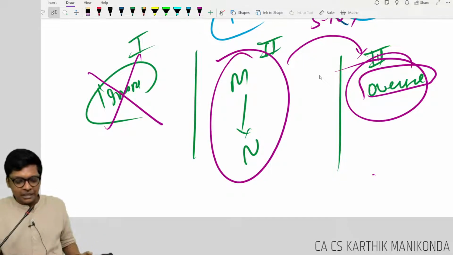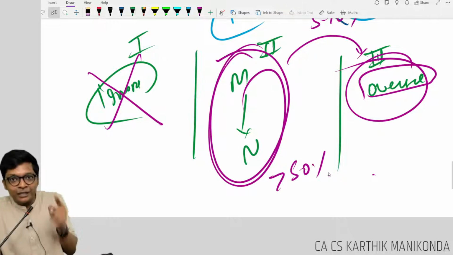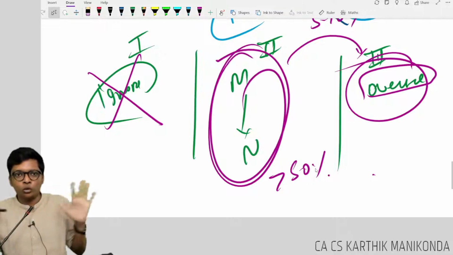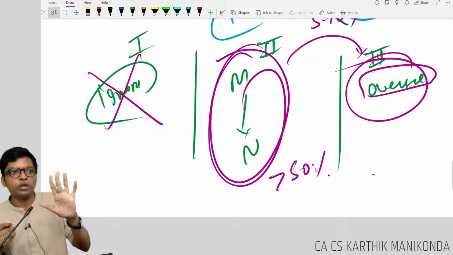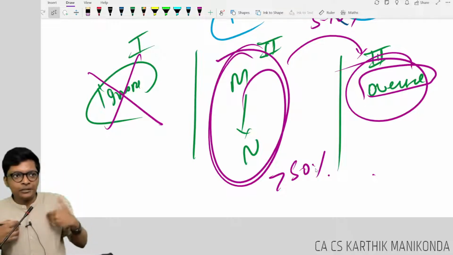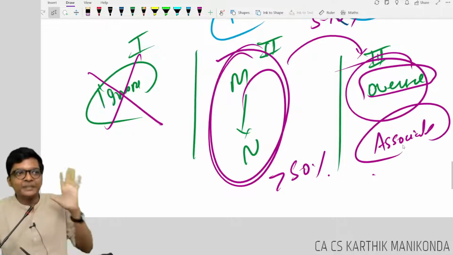Control means I need to have more than 50%, but I need to invest a lot. I need to do consolidation. Instead, just to oversee means I don't want to control. I just want to participate in what you are doing. You are hiring a new HR manager. Go ahead and hire. I just want to participate in the decision. So I will make you an associate. So some fear will be there.